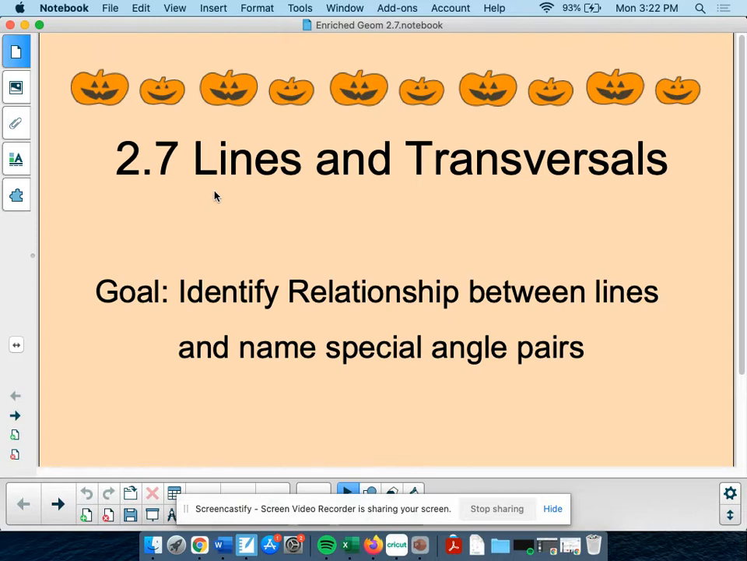So, we are on 2.7, lines and transversals. What your video lesson is going to be is mostly a review, and then we'll do the rest of the notes in class, which will be basically new information. We're just going to identify relationships between lines and then special angle pairs that are formed when lines intersect.